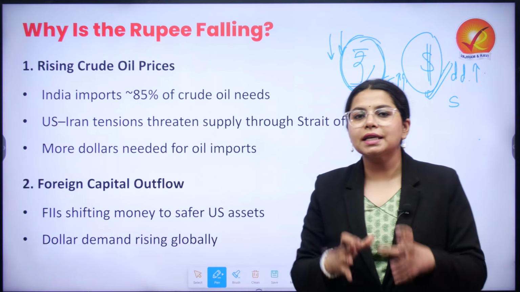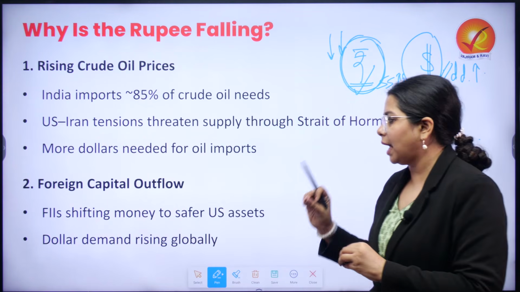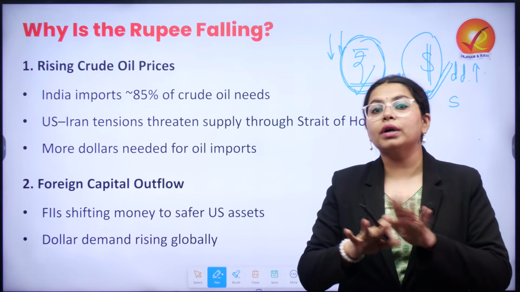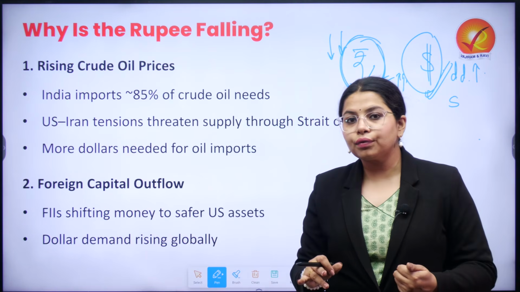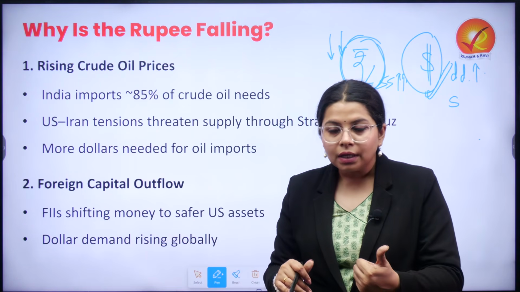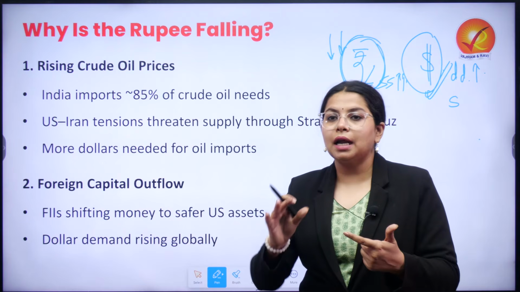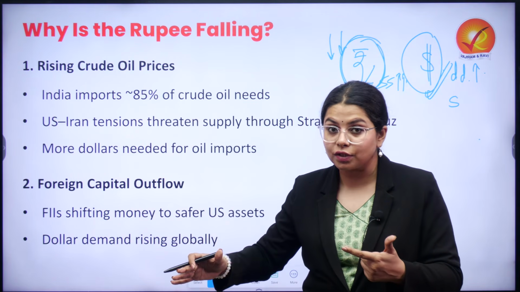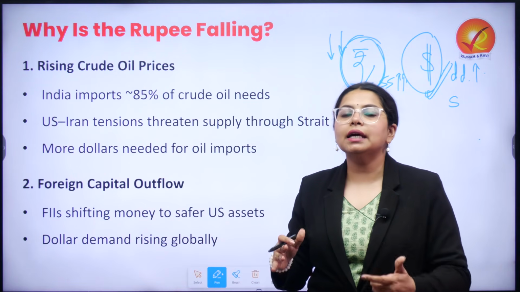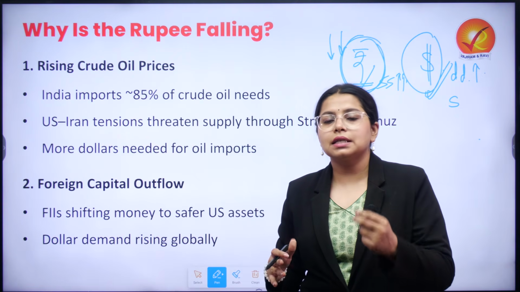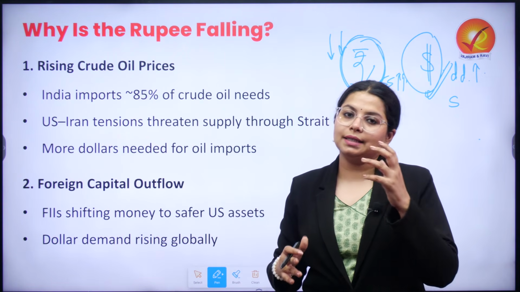That means the foreign capital that was invested in the financial assets is going away from India. Why are they going away from India? Because of the uncertainty. They have made good profits. Now they don't want to be in the chaos which is present across the globe, and they are moving towards safe assets such as the US dollar, gold, etc.